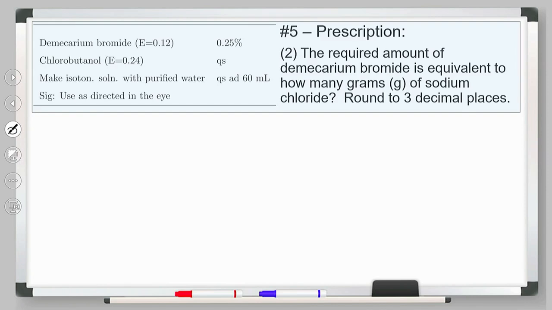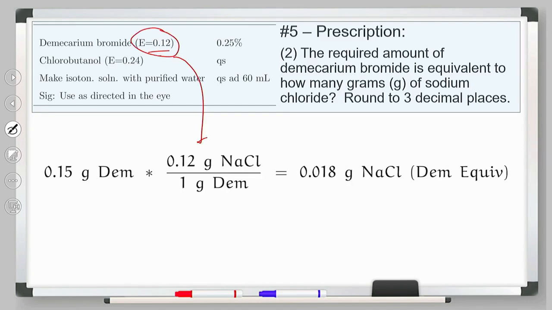Because what I'm going to do is convert that weight in grams of drug to the weight in grams of sodium chloride that is equivalent osmotically to the drug. Okay, I'm going to convert weight of drug to weight of sodium chloride. How in the world can I do that? What could I use? My E value. I would argue you're starting with 0.15 grams of drug, and an E value of 0.12 means what? 0.12 grams of sodium chloride.